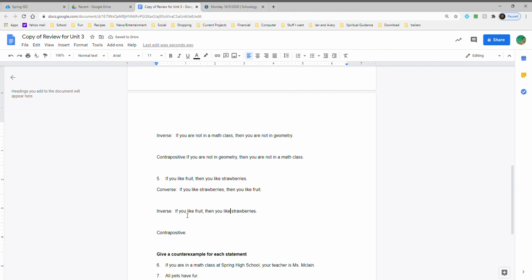All right, so now all I have to do is put the knots in here. If you do not like fruit, then you do not like strawberries. And remember, contrapositive is when you take both of these things, you flip them and you make them the opposite. You do both of those things. So I'm going to go ahead and take the flip, because that's the tougher one to retype. So there's the flip. And then I'm going to put the knots in there. If you do not like strawberries, then you do not like fruit.